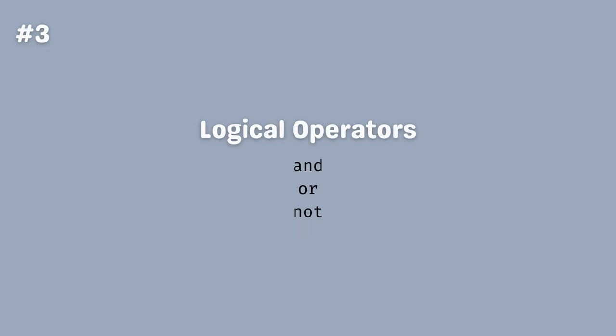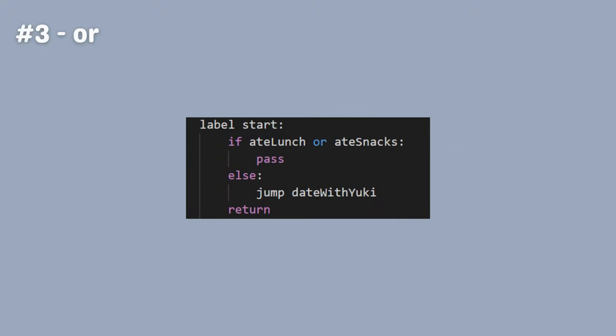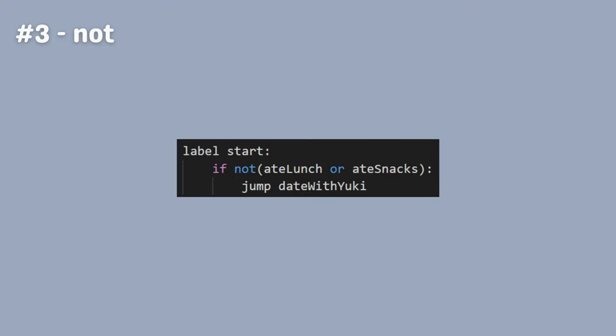Here are ways you can combine statements. We used and in this tutorial. It returns true when both conditions are true. There's also or, which returns true if at least 1 of the conditions is true. Not returns the reverse value. If true is given, it returns false, and vice versa.